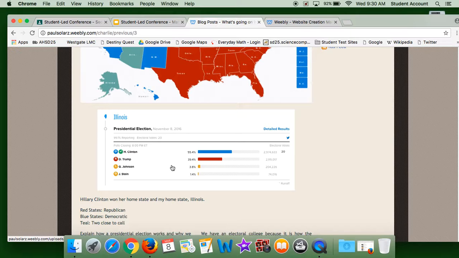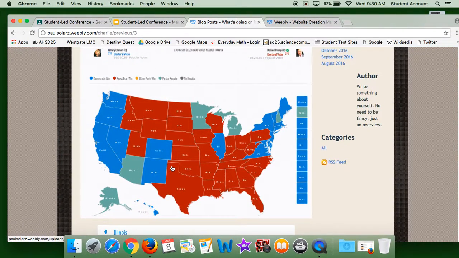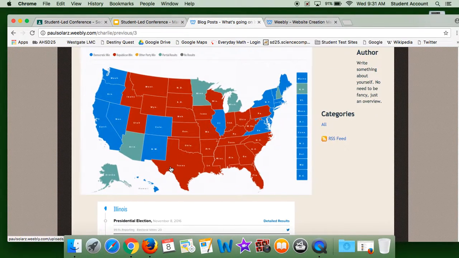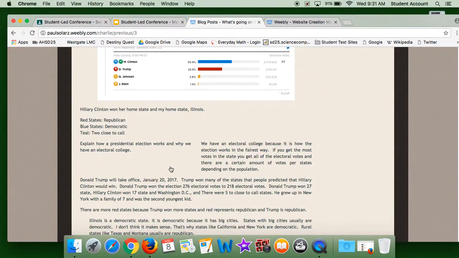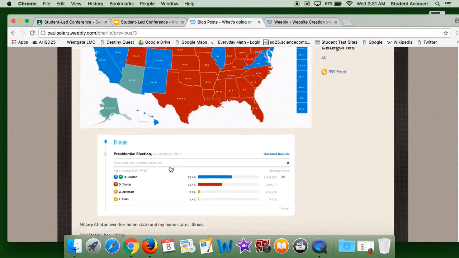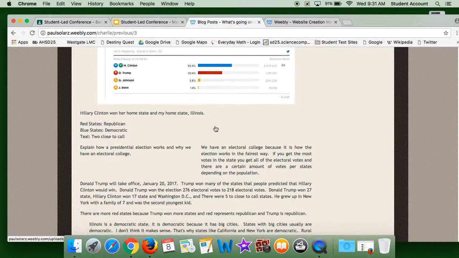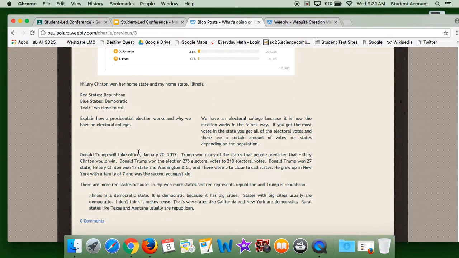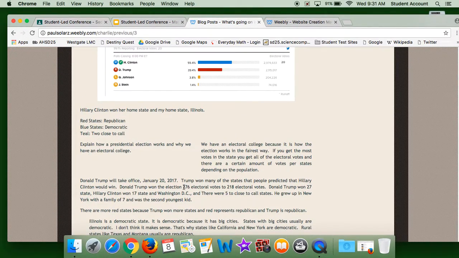Even though Hillary Clinton won the popular vote, Trump won the election because he won more electoral votes. I like this because we learned about politics, which I'm really interested in, and we explained how Illinois is a Democratic state, and a few things about Trump, like when he'll take office, and how Trump won 276 to 218.